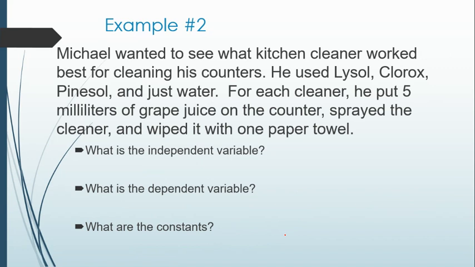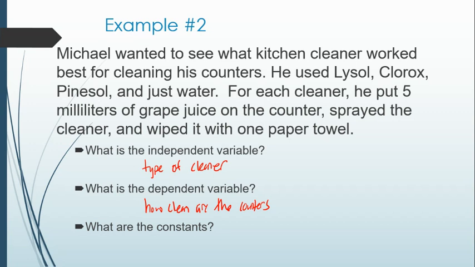Okay, hopefully you identified the independent variable as the type of cleaner. Notice that he changed his cleaner. So this is what he manipulated or changed in the experiment. Was the cleaner Lysol, Clorox, Pine Sol, or water? So he changed the type of cleaner. The dependent variable is going to be, he is trying to test how clean his counters are. So what's basically responding to the type of cleaner? How clean are the counters?